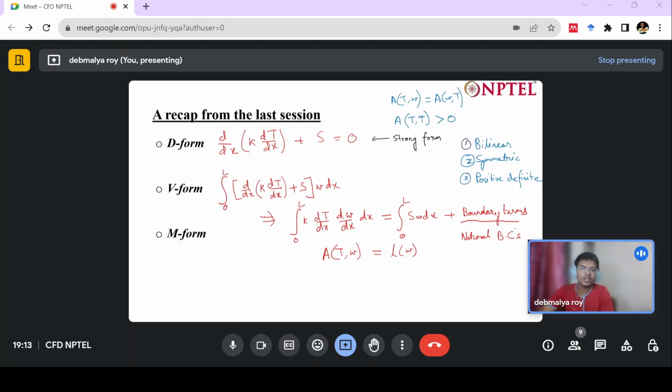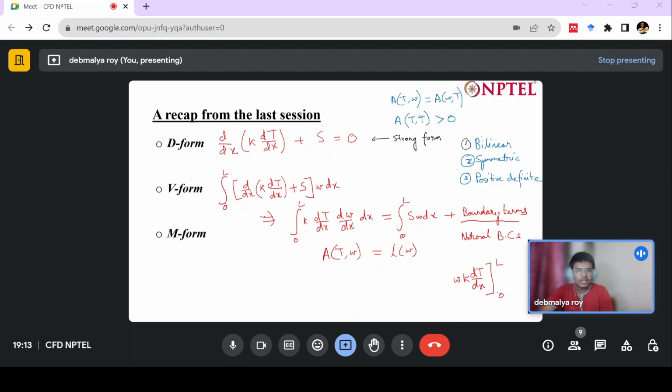What about the essential boundary conditions? For the essential boundary conditions, this will automatically come to zero, because W, the variational parameter, at those points where essential boundary conditions are applied, the variation will be zero. So that was basically our point. Let's say if we simplify, we will have the term W K dT/dx, which would have to be evaluated at 0 and L.